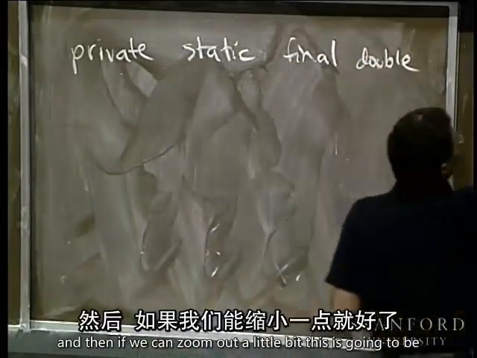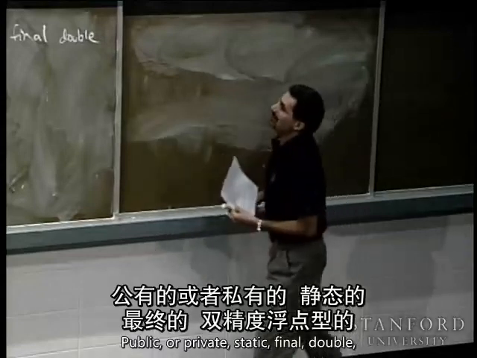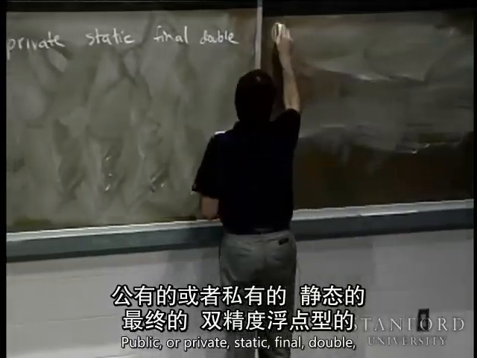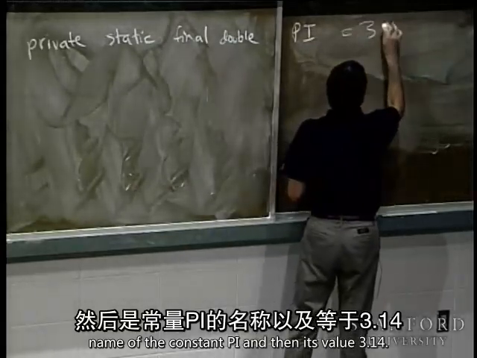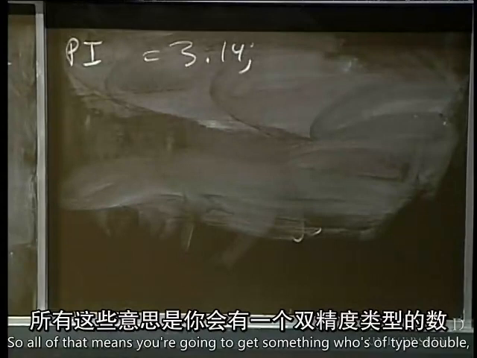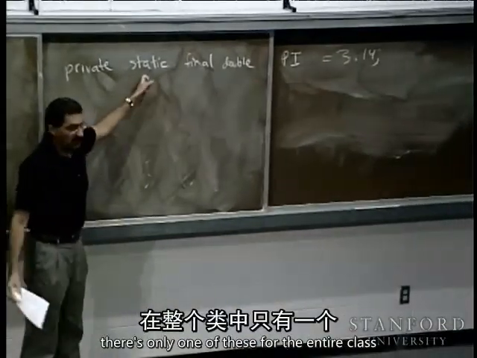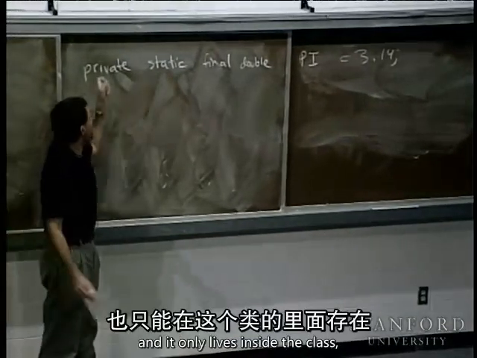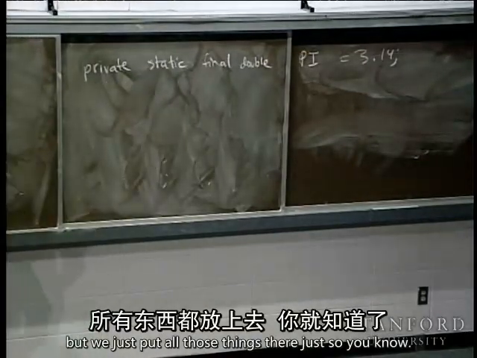And then if we can zoom out a little bit, that's going to be a two-board extravaganza, because it's just that big. Public or private, static, final, double, name of the constant, pi, and then its value, 3.14. So all of that means you're going to get something of type double. Its value is not going to change after I give it its initial value. There's only one of these for the entire class, and it only lives inside the class. But we just put all those things there just so you know.